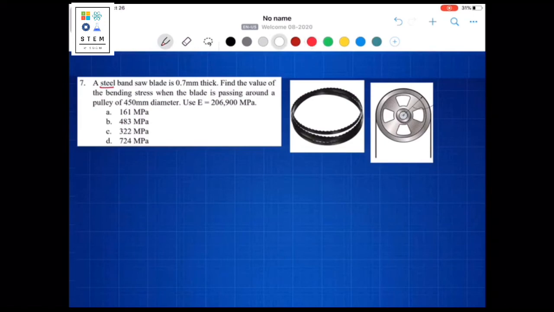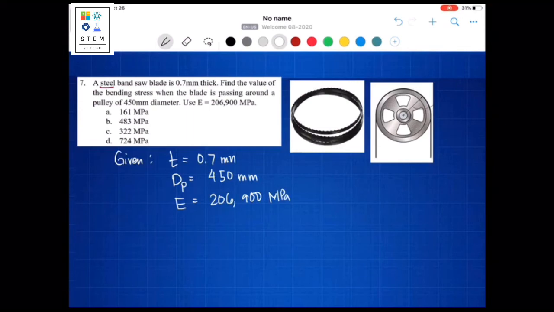Okay? So, given. So, we have this given. Thickness is equal to 0.7 mm. Find the value of the bending stress when the blade is passing through diameter ng pulley equal to 450 millimeters. So, binigay niya na rin yung modulus of elasticity. So, hindi mo na kailangang isipin or alalahanin. 206,900 megapascal. Okay, pinapahanap bending stress. So, bending stress or flexural stress. So, find flexural stress.